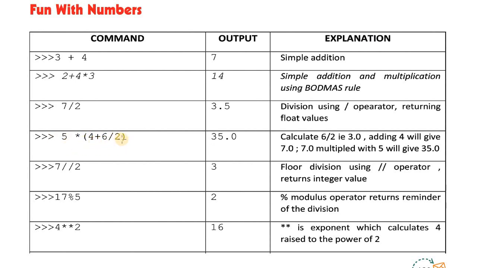First you have to do the operation within brackets. So 6 divided by 2 is 3. 3 plus 4 is 7. 7 into 5 is 35. See, this is the result.